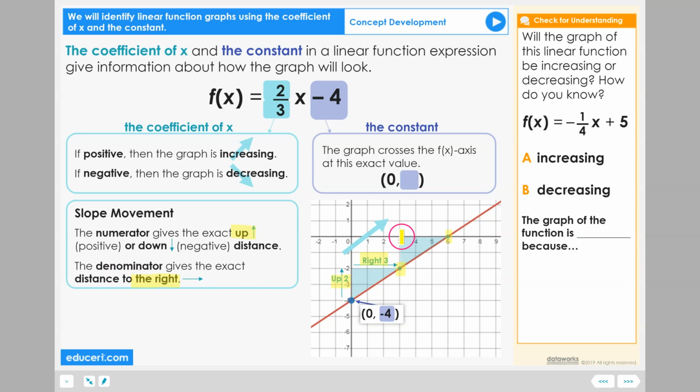If we go up 2 more and 3 to the right, we are on the graph again. And this is the slope. We can continue to go up 2 over 3 and continue to stay on the graph.